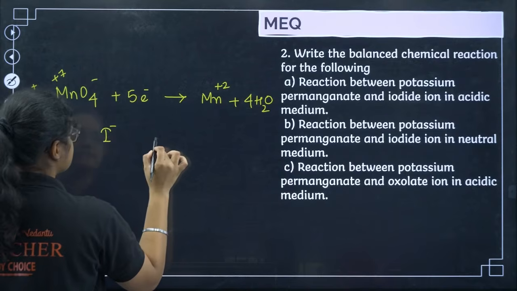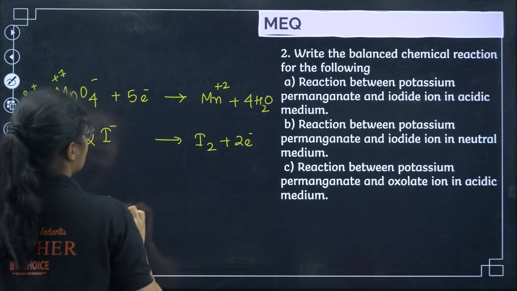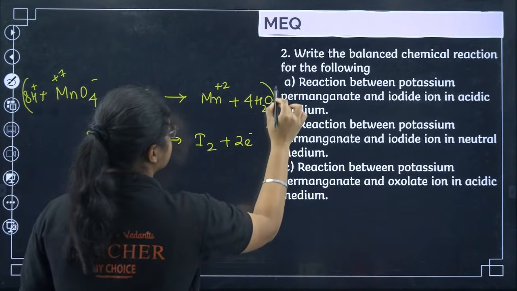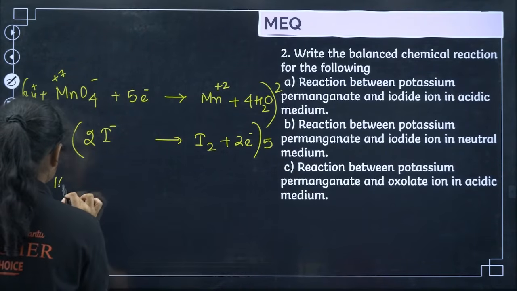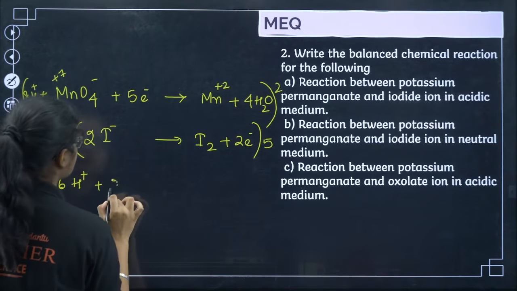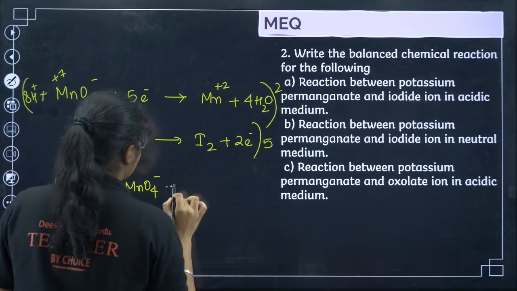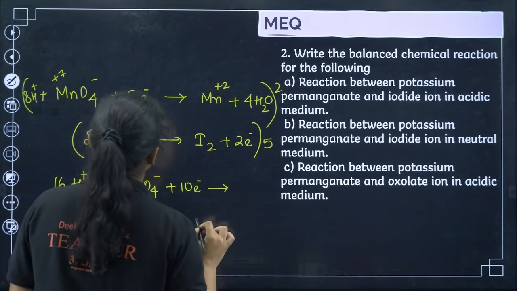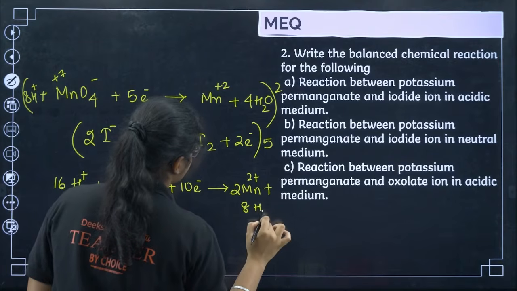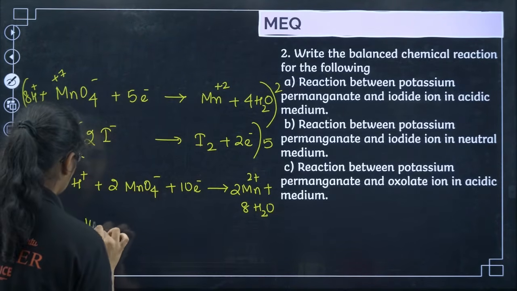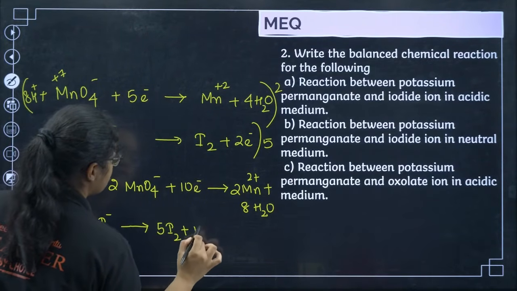Now we have I minus. I minus gives I2. 2I minus loses 2 electrons. Now to balance this, I'll multiply this with 2 and this one with 5. So I have here 16H plus, 2 MnO4 minus, plus 10 electrons, that will give me 2 Mn2 plus, 8 water molecules. And here I will have 10 I minus gives me 5 I2 plus 10 electrons.